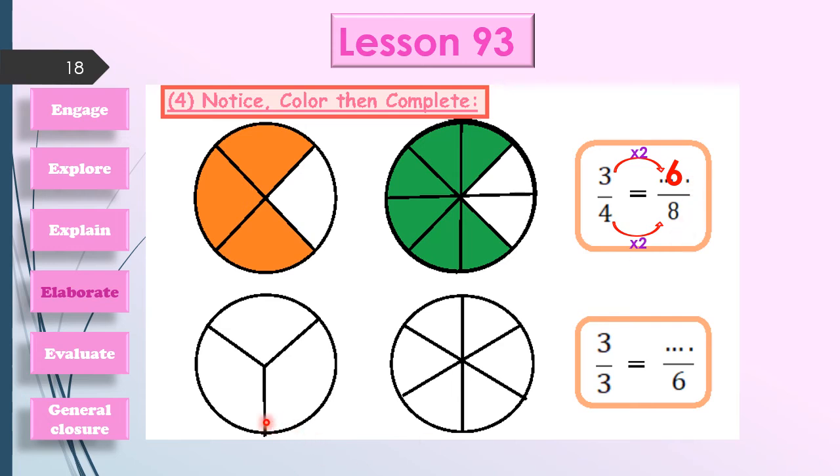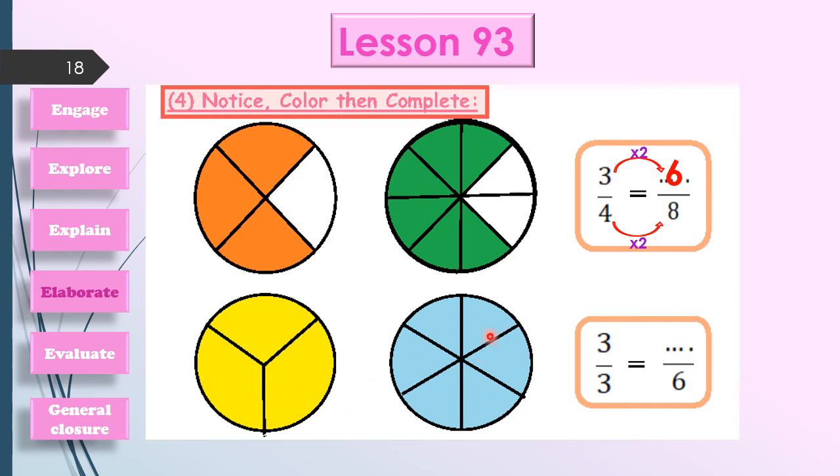Let's go to the next one. Notes first. This is a circle of the same size. Next one, this one, divided into 3 equal parts. And this one divided into how many parts? 6 equal parts. Let's write this fraction. It will be 3/3. Then I will color all of these parts, it will be 3/3. Then I want to color how many parts here? All of these parts to get the 3/3 as it is.